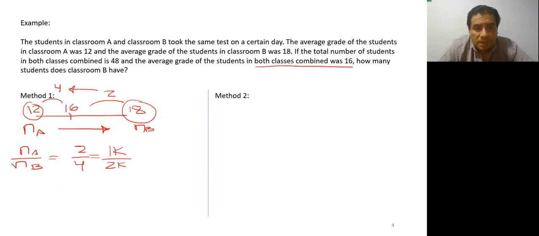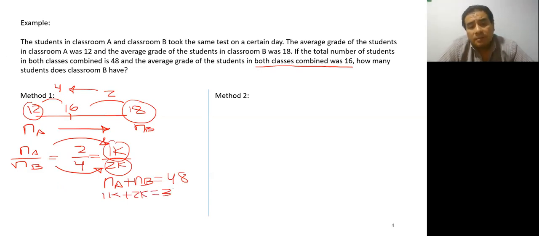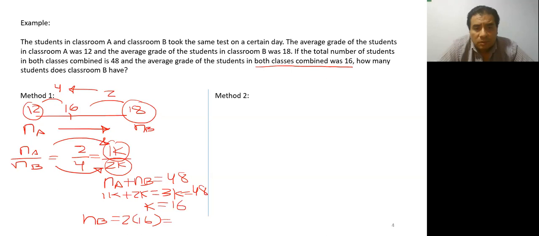We're given the sum, 48, but the sum of 1K and 2K, since there is this correspondence, would be 3K. And 3K being 48 means that K equals 16. Now, how many students does classroom B have? Well, classroom B would have 2 times 16 or 32 students, and that's it.